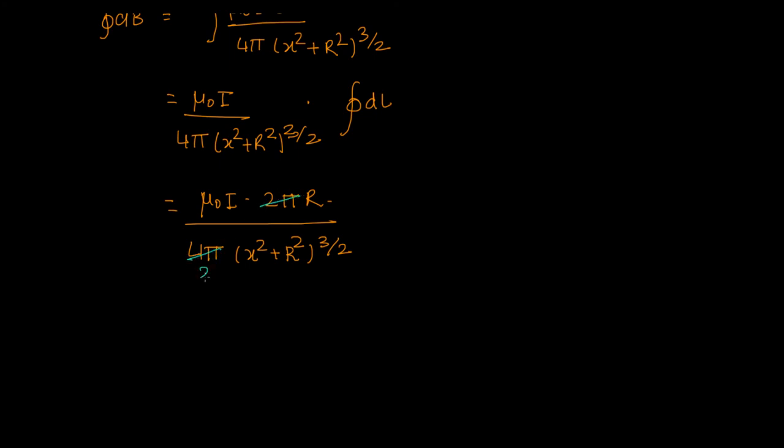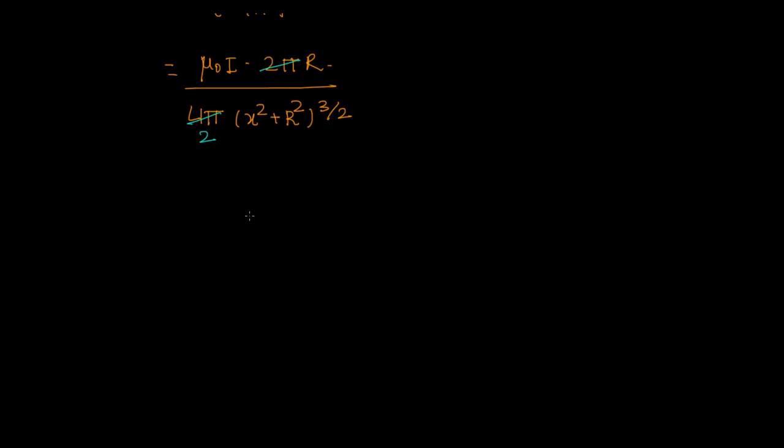So this gives you a 2 here, and the final expression looks something like that. This is mu naught I r upon 2 x square plus r square to the power 3 by 2, and that is your whole B at the center, directed by the right hand rule again.